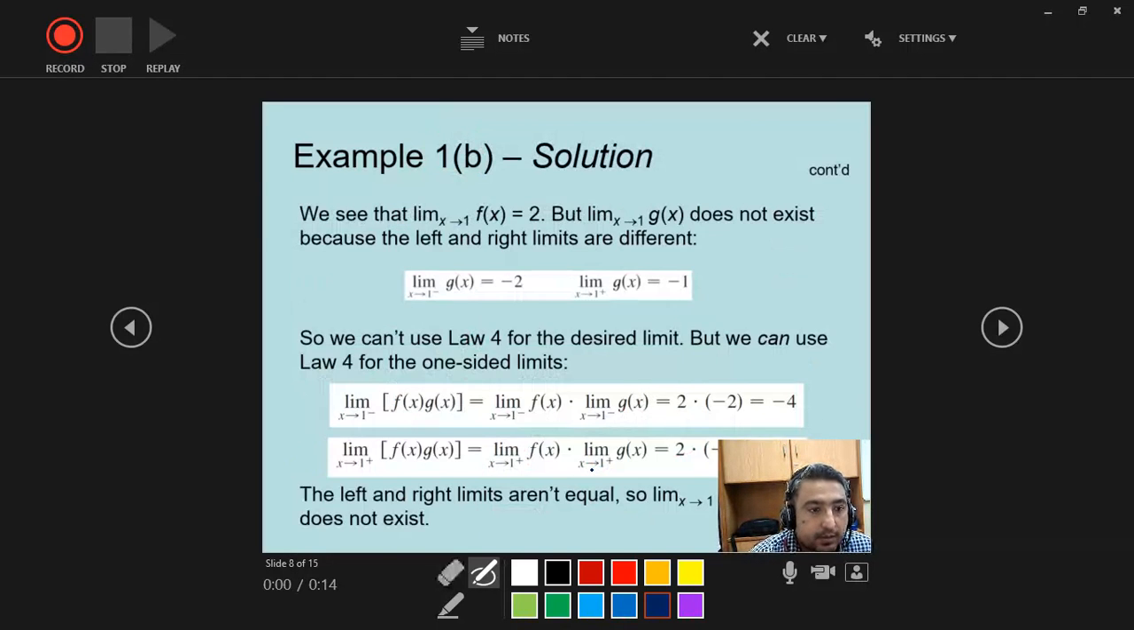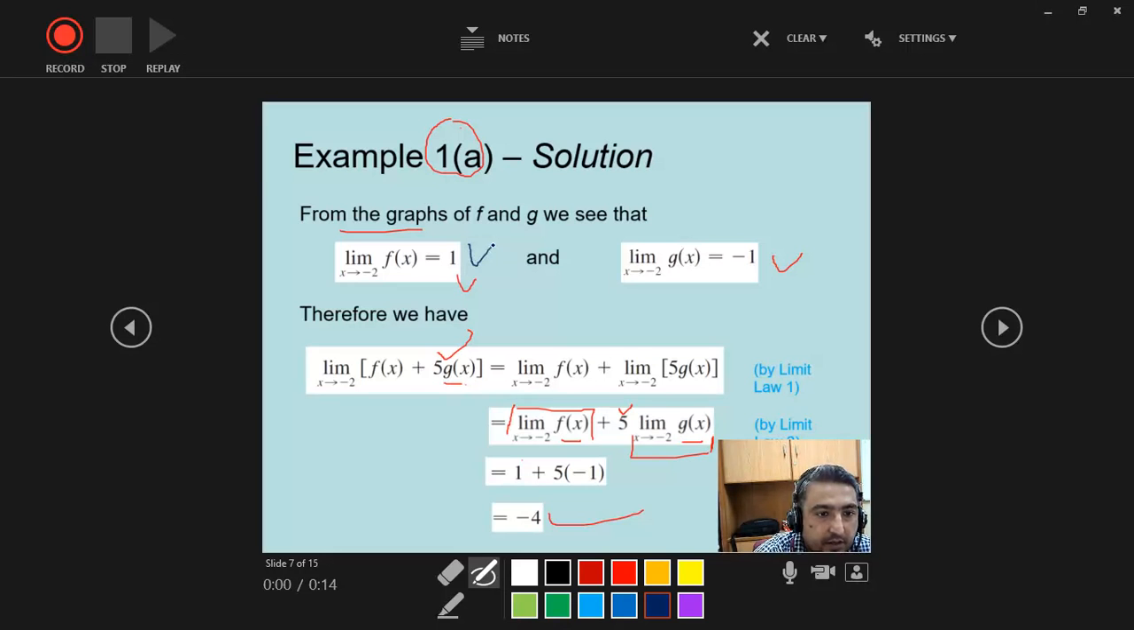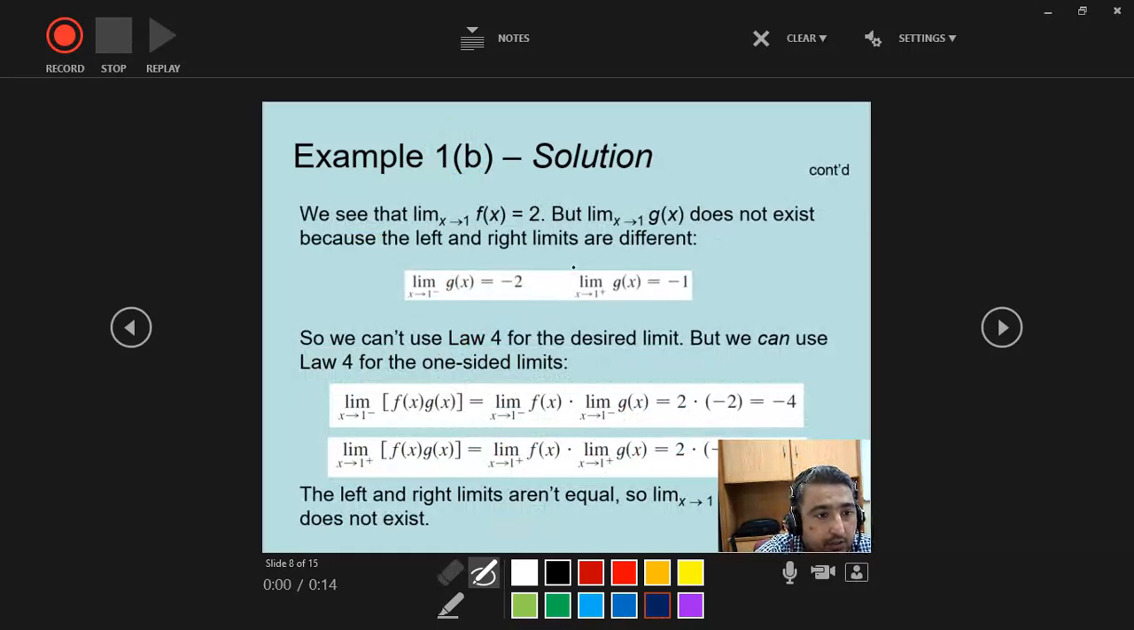So there are two different limits, from the left and from the right. This positive notation and this negative notation tell us there are two different limits. So the limit of f of x is 2 when x approaches 1, that is settled, but the limit of g does not exist because the left and right-hand side limits are different. So we cannot use the product law because the limit of g does not exist.